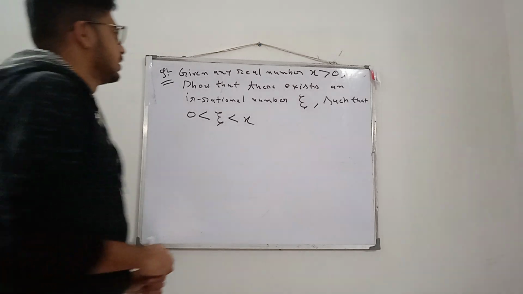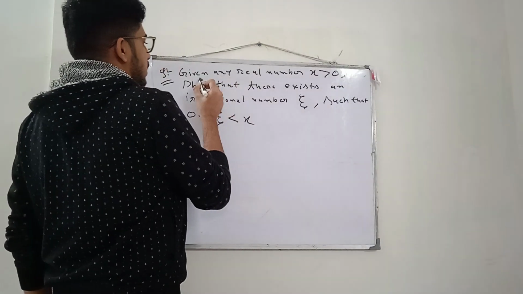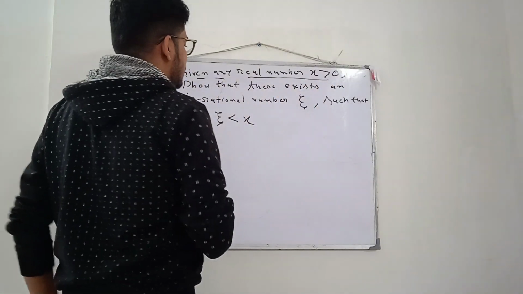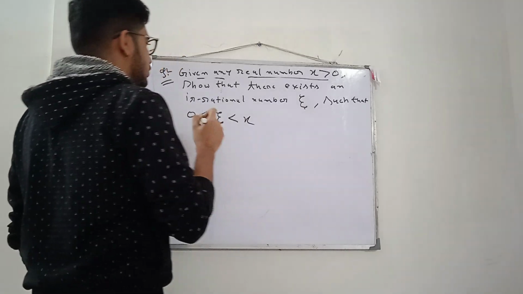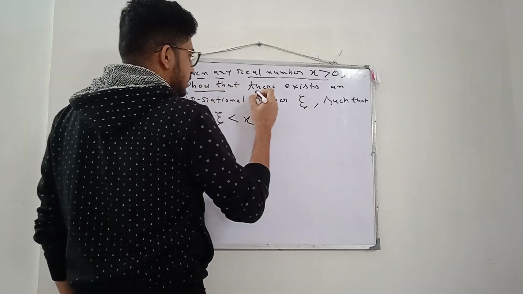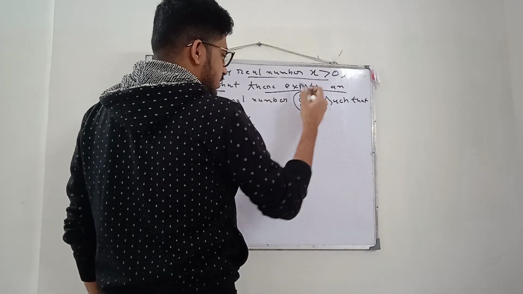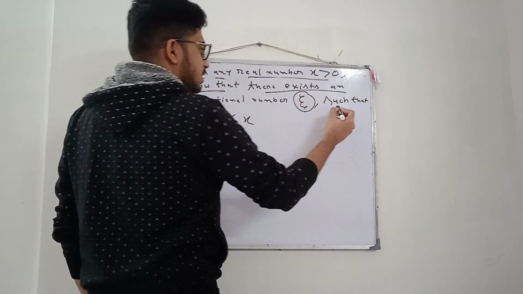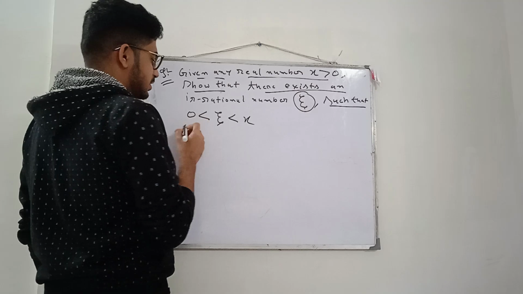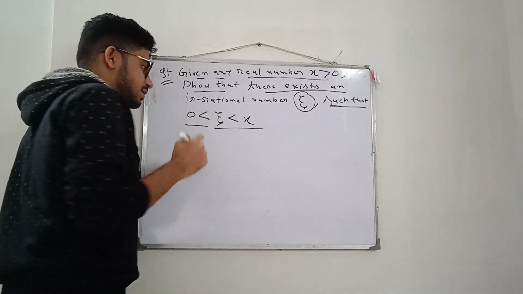Okay, here is given any real number x greater than 0. Show that there exists an irrational number, we don't know what it is, such that 0 is less than this number and it is less than x.